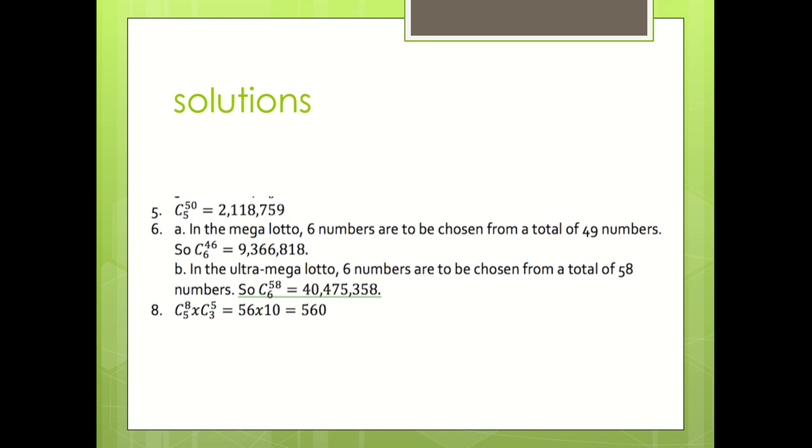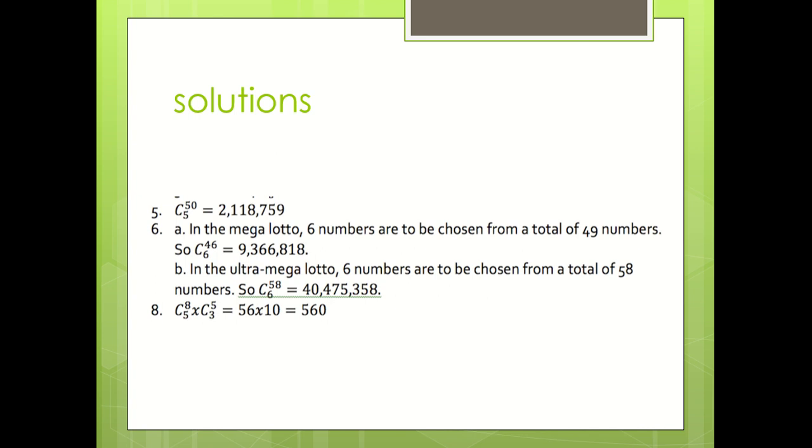There are 49 possible numbers, and from here we can choose six numbers at a time. By the way, I am also not a bettor of lotto, so please check if there are really 49 numbers that can be chosen from. And the last one is the ultra mega lotto. You have to choose six numbers from a total of 58 numbers.